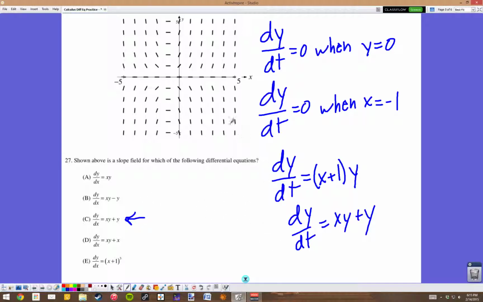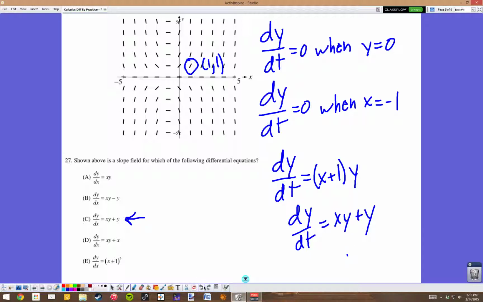So let's see if other points on this slope field correspond with this equation as well. So I'm going to try 1, 1 and see if that would work. If I plug in 1 for x and y, I would get 1 plus 1, 2, and that does indeed look like a slope of 2.